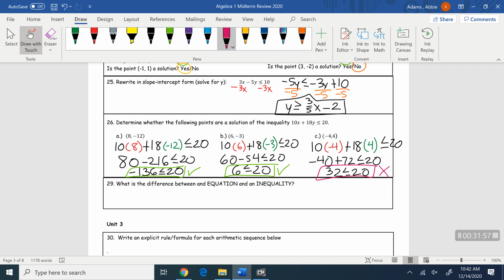Last question here for Unit 2. It says, what is the difference between an equation and an inequality? An equation has one solution, while an inequality has many solutions. It is a range of solutions.